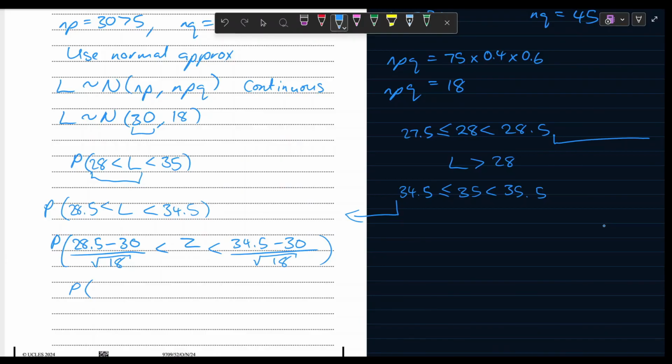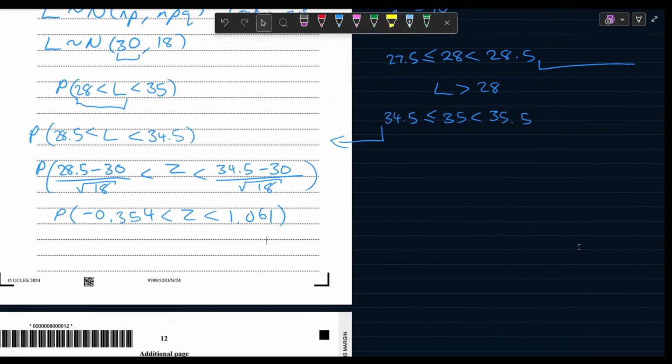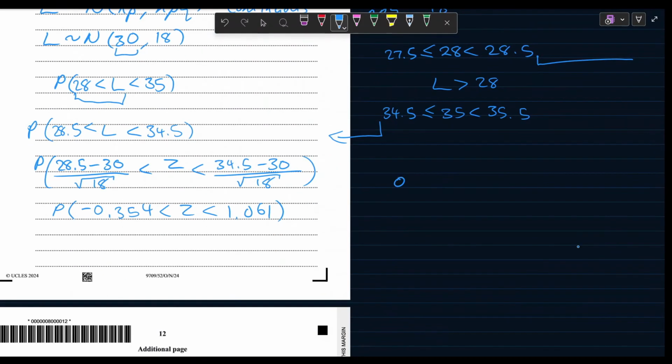We've got 28.5 minus 30 over the square root of 18. And this gives us negative 0.354 is less than Z, which is less than, then we've got 34.5 minus 30 over root 18. That gives us 1.061. Okay. So that there can be written as phi of 1.061 minus 1 minus phi of 0.354.